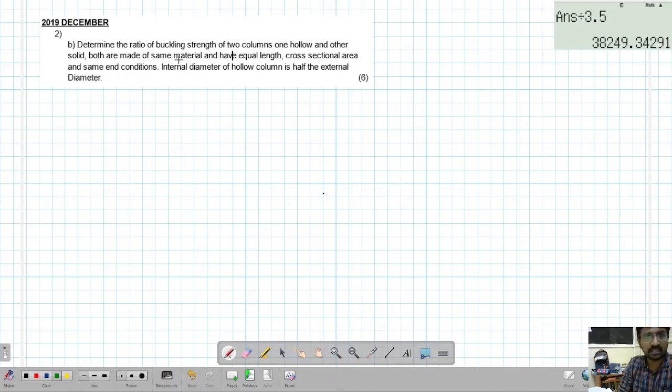This is not exactly a numerical problem. This is some kind of derivation. They are asking to determine the ratio of buckling strength of two columns, one hollow and the other solid. Both are made of the same material and have equal length, the same cross-section area and the same end conditions. So boundary conditions, everything is same.